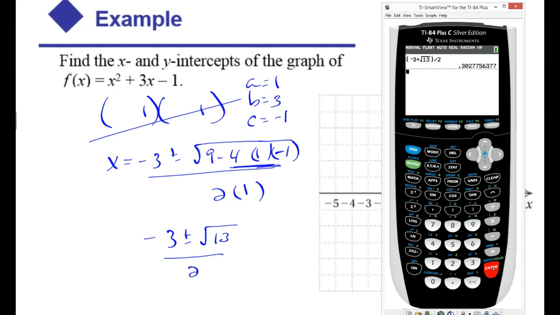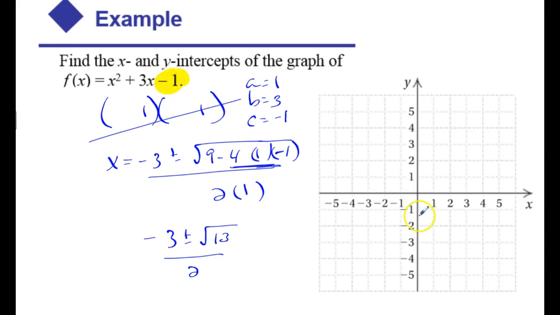So there's one x-intercept. The other x-intercept, if I just hit second enter, it's a recall key, and that's why I didn't want to press enter more than once. All I have to do is change that to a minus now. So I think those are my 2 x-intercepts. The y-intercept is easy. The y-intercept is right here at -1, so I found that point.